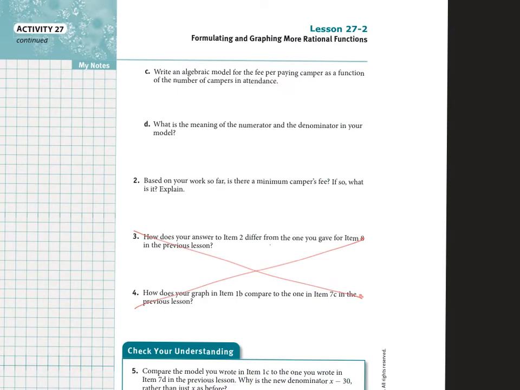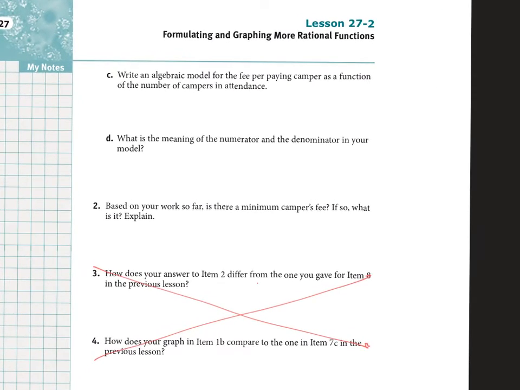Okay, on the next page here it asks us to write an algebraic model for the fee per paying camper as a function of the number of campers in attendance. So this is based off of our table, what we already saw. The fee, so I'll call it f of x, where x is the number of campers, is going to be that total cost, $12,000 plus $45 for the meals times each camper, all divided by x minus 30. We want to understand where those pieces come from so that when you get a new situation, you can write a similar function.